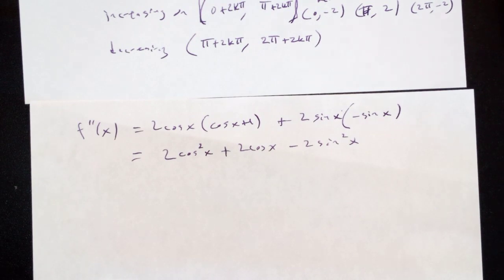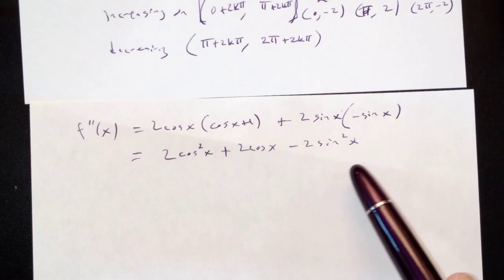Again, this is defined everywhere. I don't have a problem with that part. So I need to set it equal to 0. But I've got a mix of sines and cosines and I can't factor. Well, here's another thing I need to dig out of my memory banks. This would be a lot easier if it was only cosine. How can I change that?